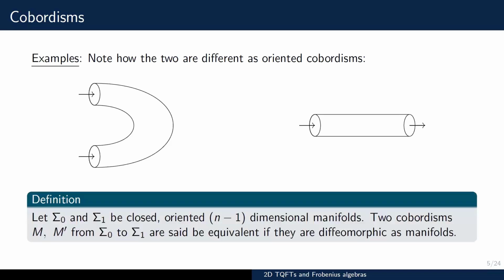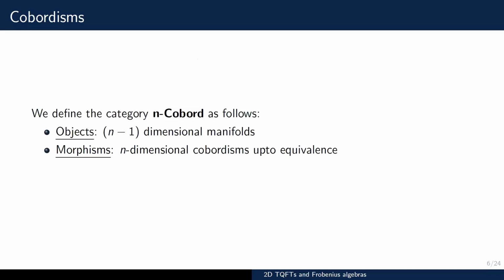We also mentioned briefly that these two cobordisms in an unoriented case were equivalent. Formally, an equivalence between two cobordisms is just a diffeomorphism. So if we have two manifolds sigma naught and sigma 1, and we have two cobordisms between them, they are equivalent if they are diffeomorphic as manifolds. We can use this to define our category nCob as a category with objects as n minus one dimensional manifolds, and morphisms as our cobordisms up to equivalence, that is, up to diffeomorphisms.